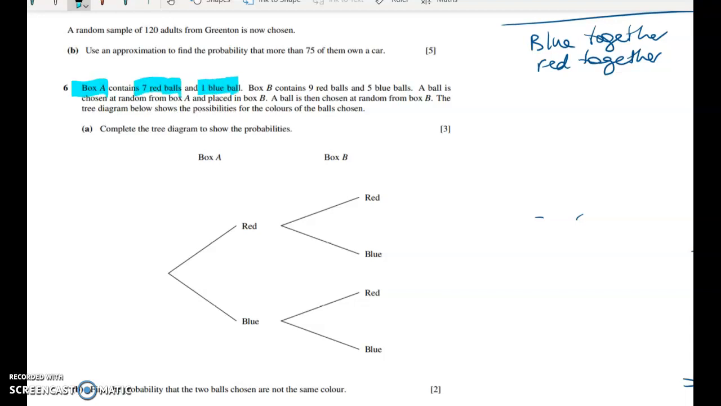Question 6 is a probability tree one, and it's about red and blue balls, and we have to take one and put it into the next box. So box A has got 8 balls in it, 7 red and 1 blue, and then box B starts off with 9 red and 5 blue, and then it gets an extra one put in from box A. So what we've got to be careful of is how many of each colour are in at each stage. We've got to label up our diagram and then solve some pretty simple questions, but I will do a proper video on that later on.